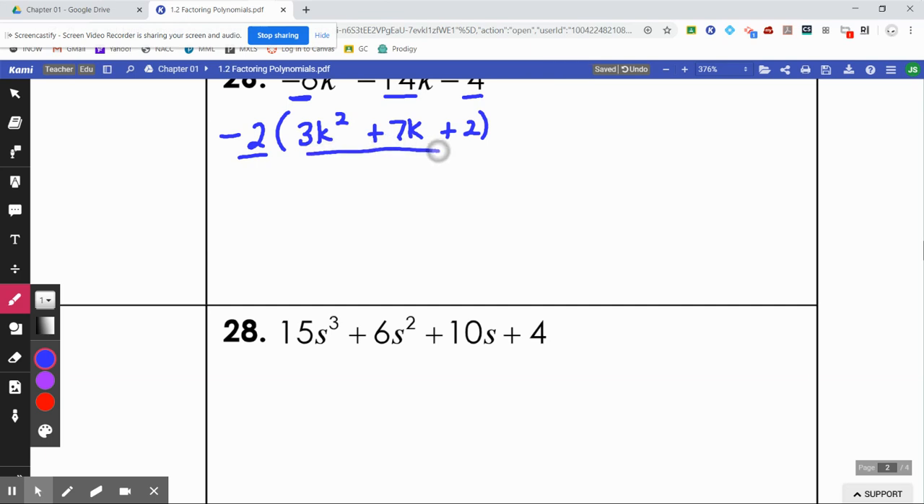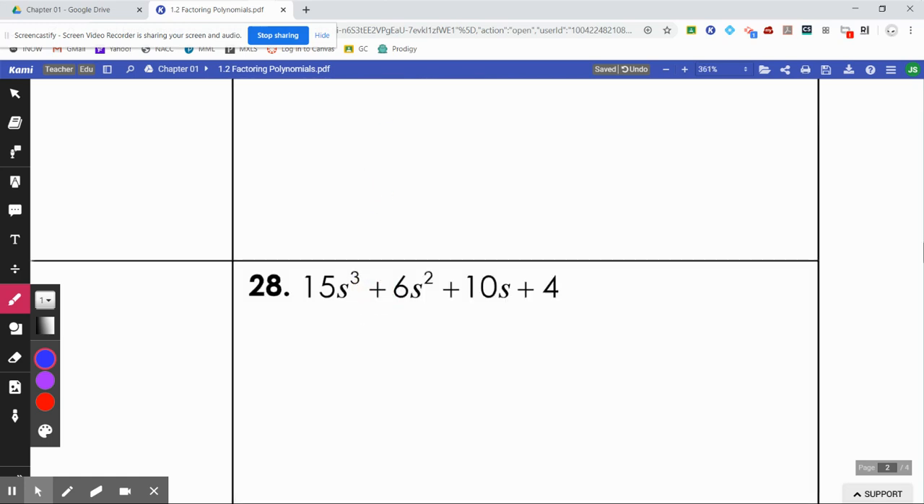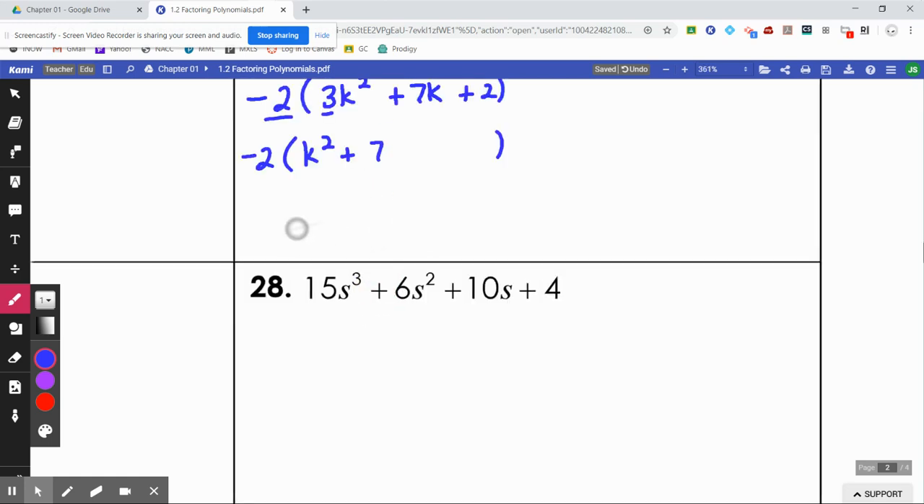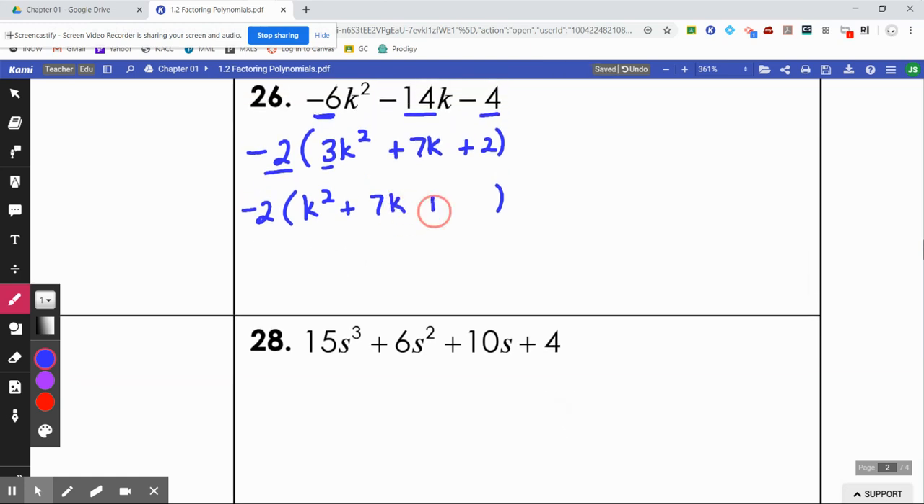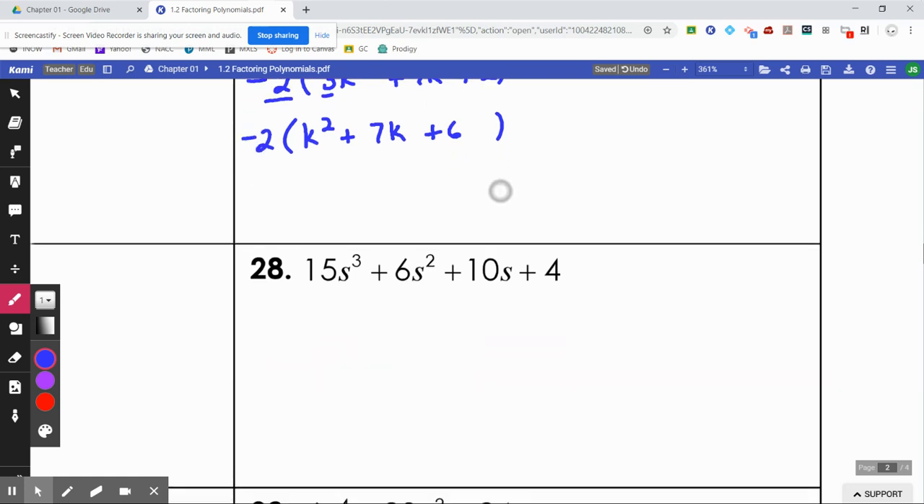This is done. It just keeps getting brought down in every step. The stuff inside is a quadratic trinomial with a number that is not 1 out front, so we're going to use slip and slide there. The negative 2 stays put. We're moving the 3 to the end. So plus 6. Factor that as normal.